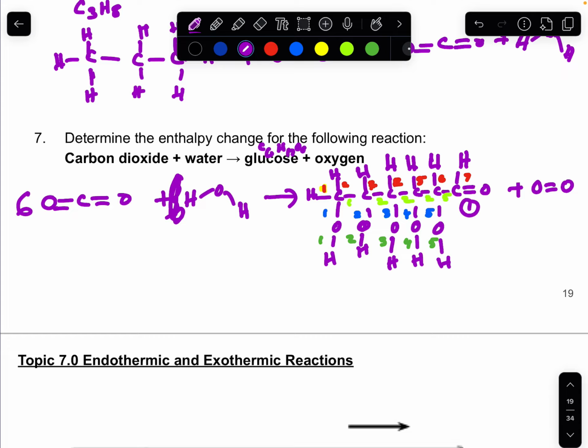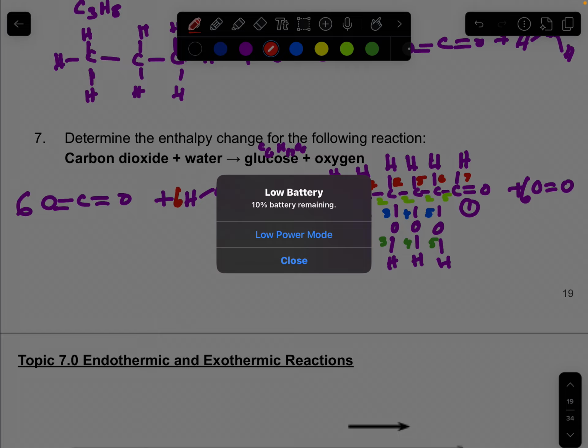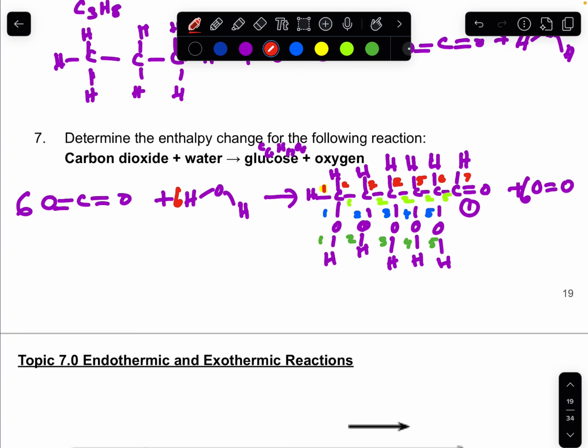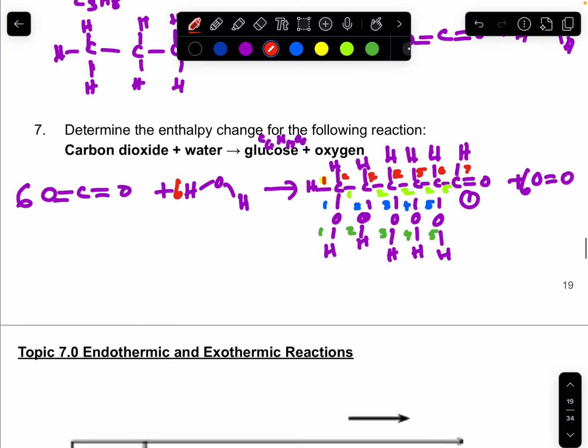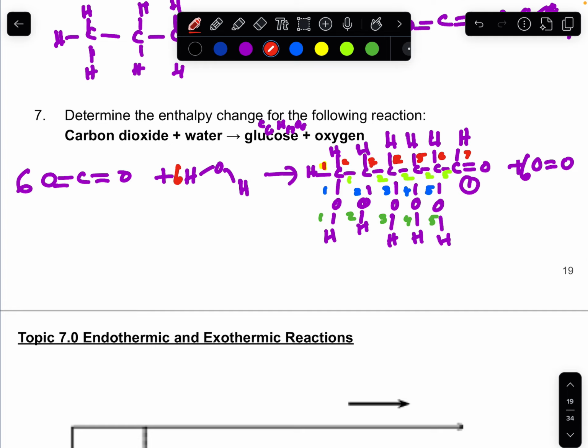Okay, so now hydrogens are 6 times 2, 12. So yeah, that's pretty much it. Let's add a 6 here. So let me erase that and put that. Okay, so this is 6 and this is 6. Okay, so now we can go calculate.